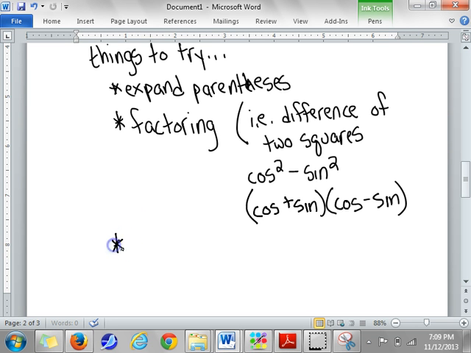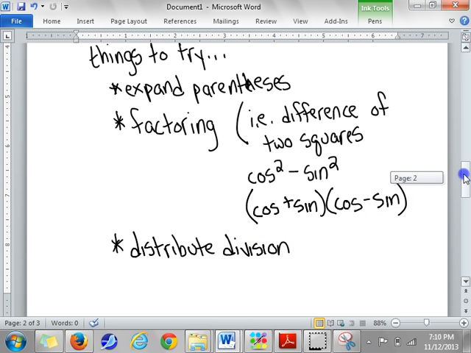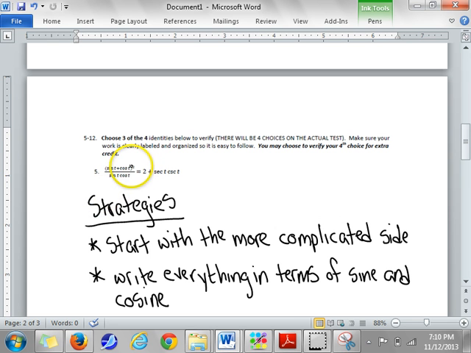Another strategy, distribute division. That might help with what you're looking at. I think actually it would help with this one up here. Here we start with a single fraction, but then on the right hand side there's actually two separate pieces of it. There's 2, and then there's secant times cosecant. So when you're working with the left hand side on this one, you can distribute the division, sine t, cosine t, and create two separate fractions getting added together that might end up simplifying into the two pieces that we have on the right hand side there.